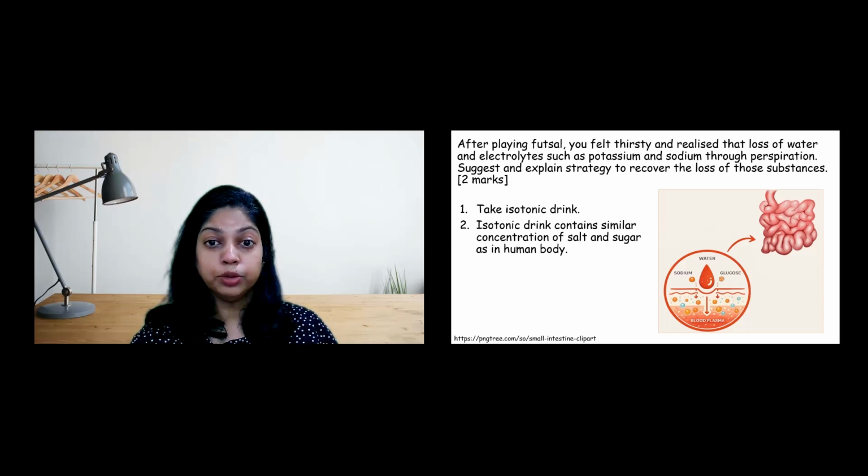Isotonic drink helps to recover loss of water and electrolytes rapidly because it contains similar concentration of salt and sugar as in the human body. Salt contains electrolytes such as sodium, while sugar contains glucose. The glucose helps sodium to be absorbed from the small intestine into blood plasma faster than usual.